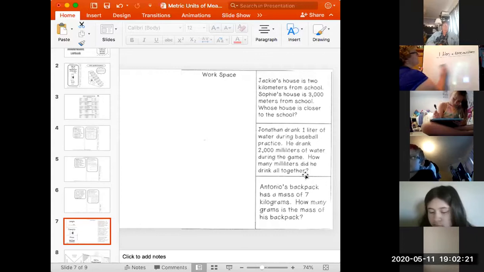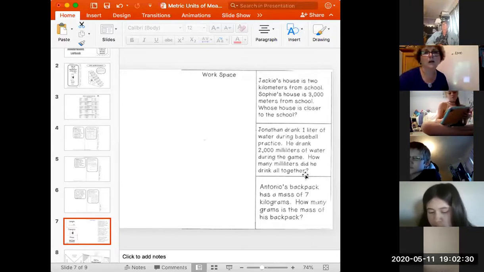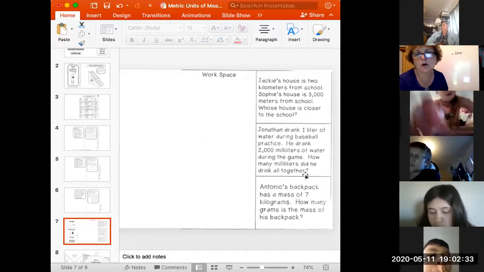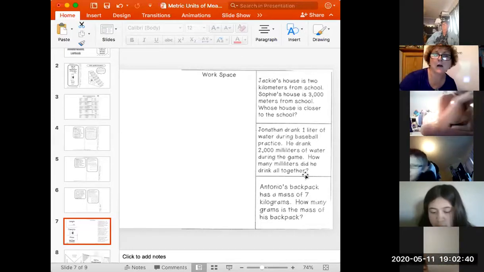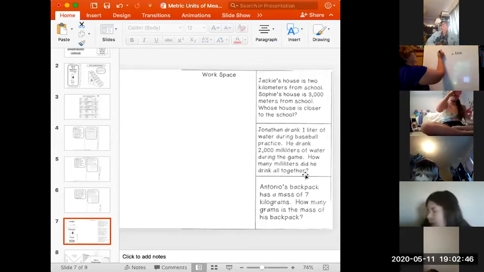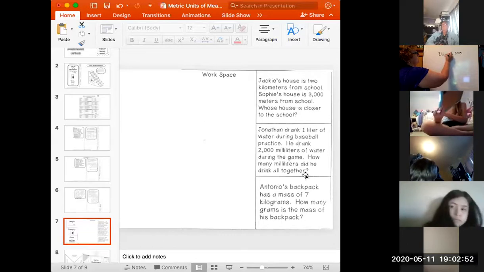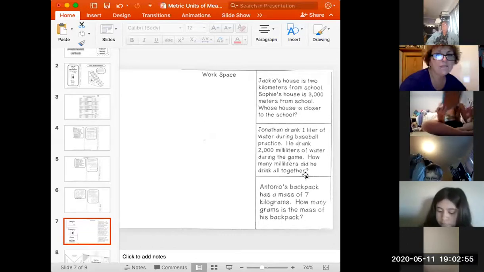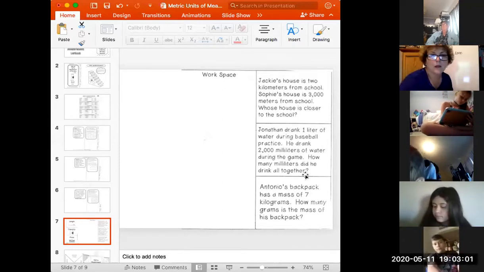All right, so let's look at the next one. The next one's going to be talking about mass. So we're going to be talking about not liters, not meters. What do you think we're going to be talking about? Mass is measured in what? Grams and pounds, okay? Antonio's backpack has a mass of 7 kilograms. How many grams is the mass of his backpack?